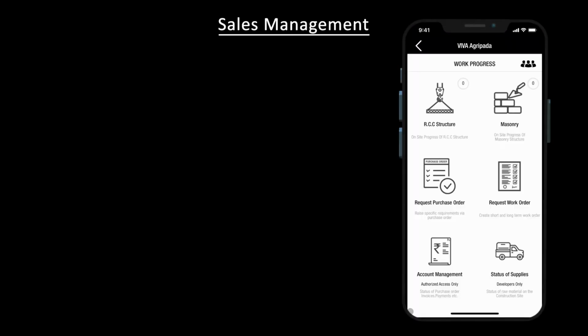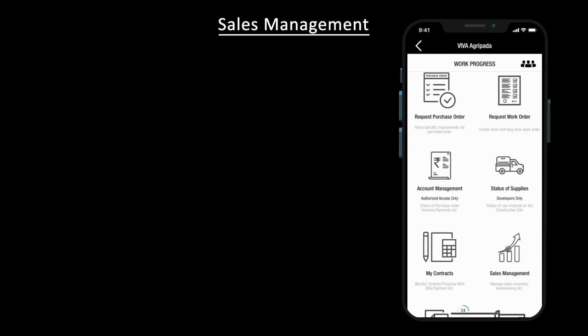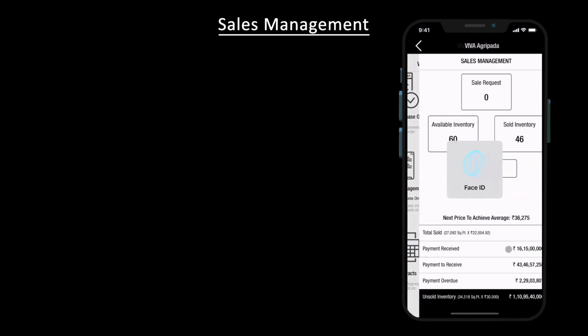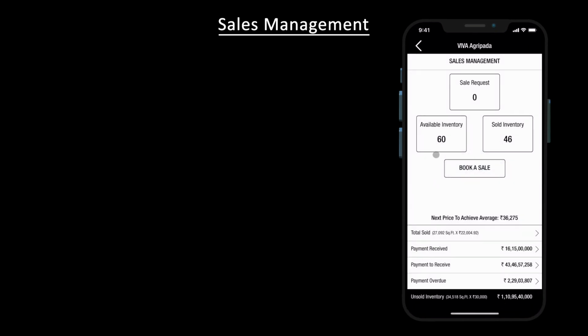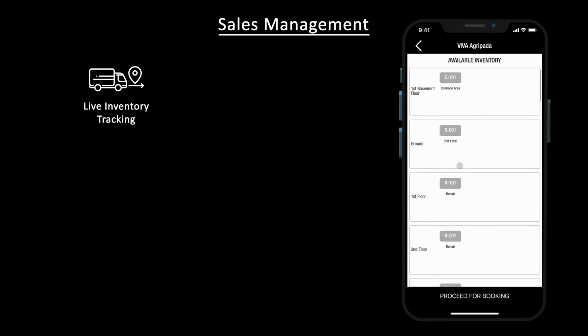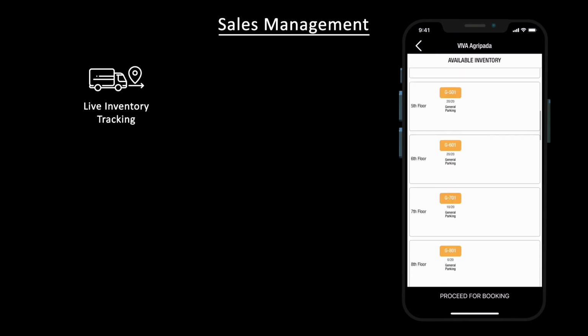Let's talk about sales management. Every developer would like his sales team to be savvy and organized as possible. Stallion makes this happen by digitizing your entire sales procedure. To begin with, you tap on Sales Management. Here it would show you the total inventory sold and available. When tapped on Available Inventory, it would show the entire inventory your project holds.